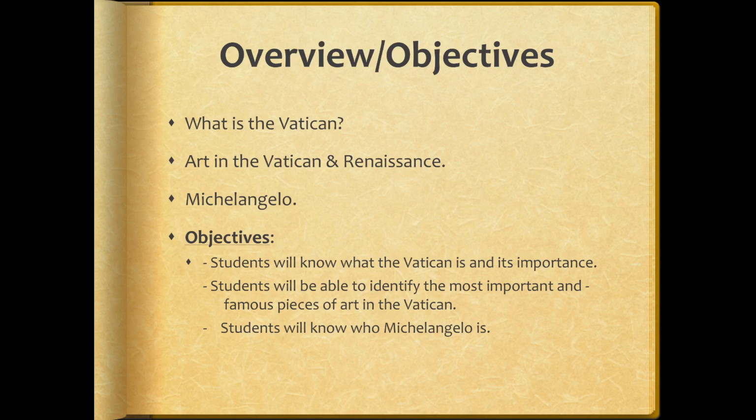And then who Michelangelo was, if you know already, he's a very, very famous artist who is still argued to this day to be one of the greatest artists of all time. We're going to talk a little more about him as well. So the objectives for the presentation: students will know what the Vatican is and its importance, students will be able to identify the most important and famous piece of art in the Vatican, and students will know who Michelangelo is. I kind of just told you, but we'll go into more detail about him.